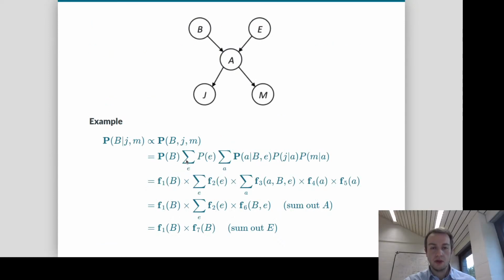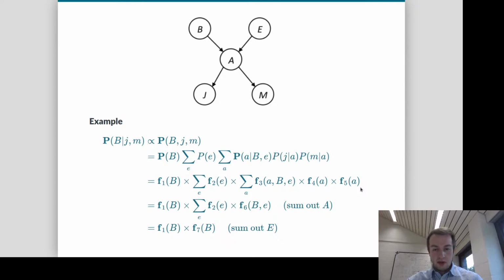So let's see how it would work on the same query again. We have that the conditional P of B given J and M is proportional to the joint of P of B, J and M, which, by following the structure of the Bayesian network, is this expression that you've seen a few times already today. What I will do now is rewrite these probability values in terms of factors, which would be these intermediate results. I would have a first factor f1, which would depend on B. Then a second factor f2, which would correspond to scalar values for E. Then a third factor, which would depend on A, B, and E. Then a fourth, which would depend on A, and then a fifth, which would depend on A.